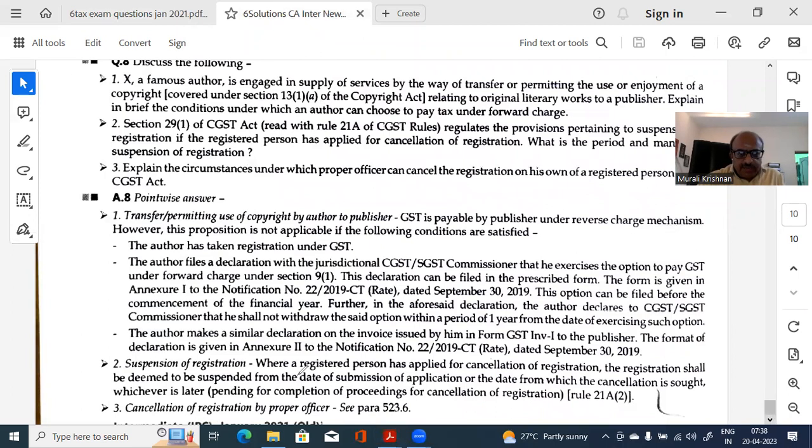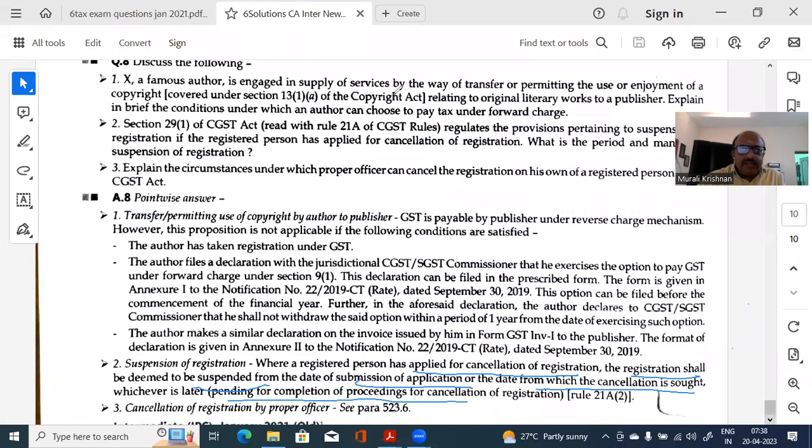They have given the paragraph: if he has applied for cancellation, the registration shall be deemed to be suspended from the date of submission of application or the date on which the cancellation is sought, whichever is later, pending completion of proceedings. So once you apply for cancellation, it will be kept suspended from the date of submission, or the date on which the cancellation is sought.